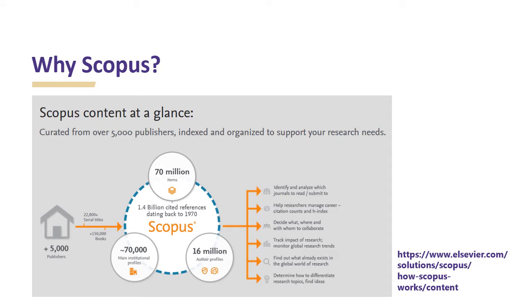Scopus contains 1.4 billion citations going back to 1970. It has unique features that allow you to view author and institution profiles and to evaluate publication rankings. You can use Scopus for more than literature searches.